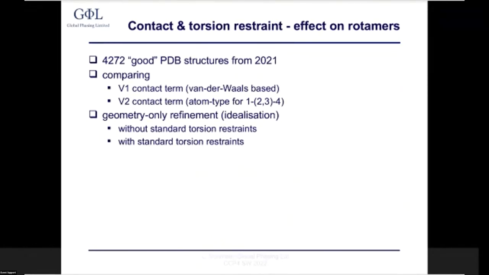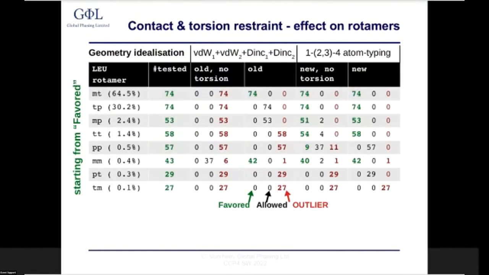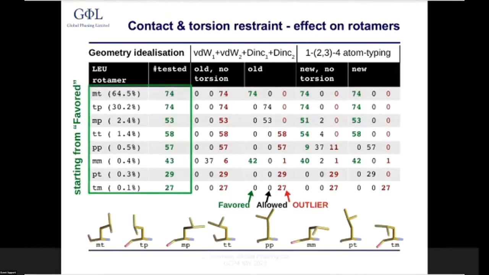We also checked the effect of using or not using torsion restraints, since those contact terms are clearly related to torsion angle restraints. Looking at a simple sidechain like leucine and its currently defined set of 8 rotamers, we see 2 very dominant rotamers, MT and TP, and 6 other much less populated ones. Taking a small subset of single residue examples for each of those rotamers, we then run geometry-only refinement using the 2 different ways of handling those 1,4 contacts. Each test was run once without and once with torsion restraints being active.